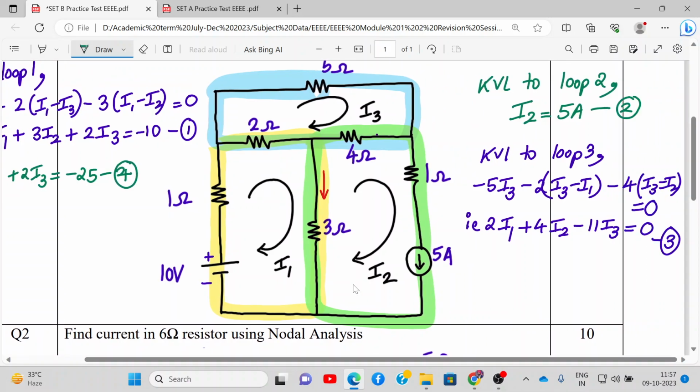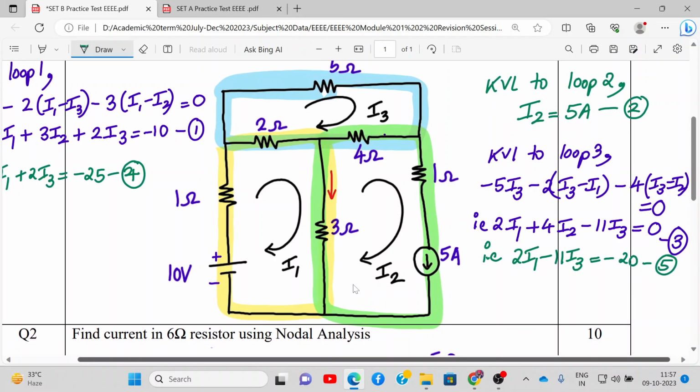All right, let me substitute the value of I2 over here. So this will be twice I1 plus 4 into 5, that will be 20. So this will be 2 I1 minus 11 I3 is equal to minus 20. This is equation number 5.